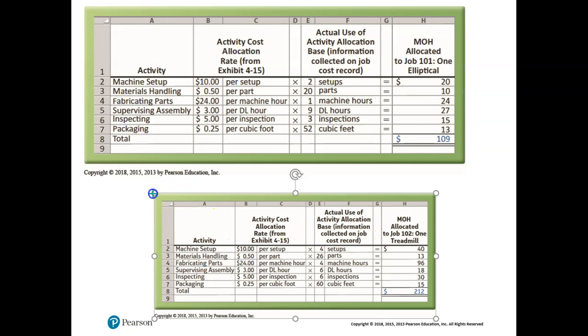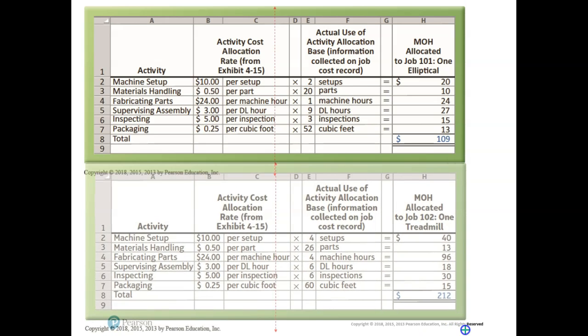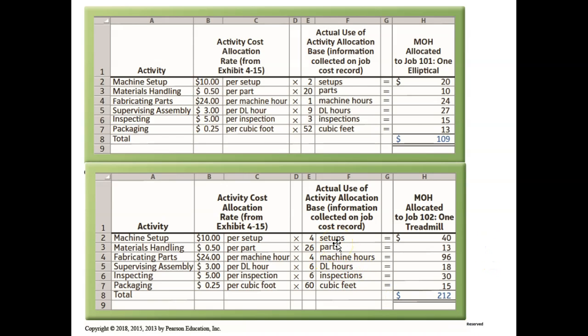Now look at this for the treadmill. We have 4 setups, double the number of setups, 26 parts, 4 machine hours, 6 direct labor hours, 6 inspections, and 60 cubic feet. So our total overhead here is $212. Remember, under the predetermined overhead rate, these overhead allocation amounts were exactly the same. Whereas under activity-based costing, they're much tighter, and we know exactly why the overhead was allocated. So in terms of controlling costs, this really helps.